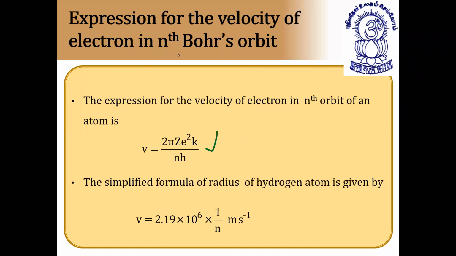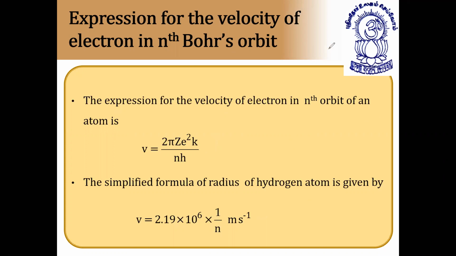So by substituting these values, we got velocity is equal to 2.18 or 2.19 into 10 to the power 6 into 1 by n. In place of 1, you have to write z, because z for hydrogen is 1. But for hydrogen-like species like helium ion, beryllium and so on, we have to use the atomic number. So this is the formula for finding velocity of electron in the nth orbit. All these formulas are very important for board objective exams. So to find velocity of electron in the nth orbit, use 2.18 or 2.19 into 10 to the power of 6 z by n meters per second. I hope this is clear for you.